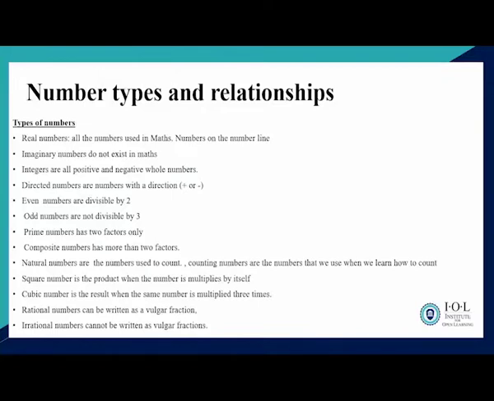Okay. Square numbers are the product when you multiply a number by itself. You should know those square numbers: 1, 4, 9, 16, the list goes on. Cubic numbers, the result when you multiply the number by itself 3 times: 1, 8, 27, 64, the list goes on.